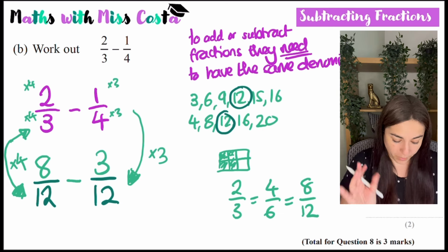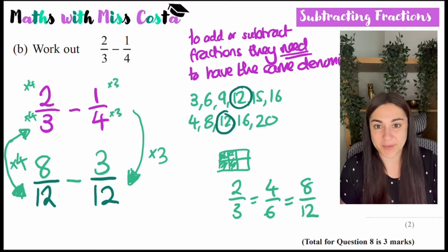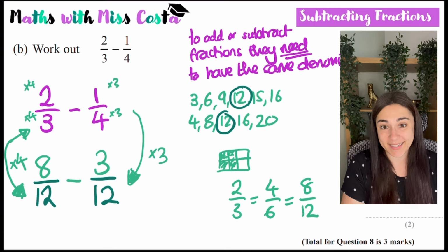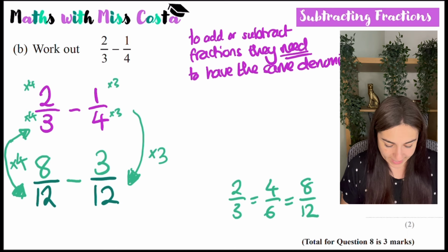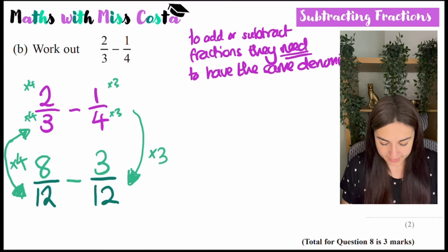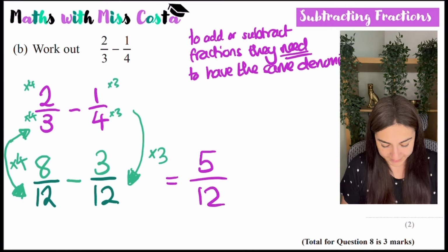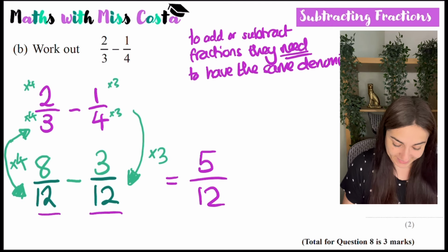So now that they both have the same denominator, they've both been cut into the same amount of pieces, I can just subtract them. 8/12 minus 3/12 would be 5/12. The key thing is you subtract the numerator, but the denominator stays the same.